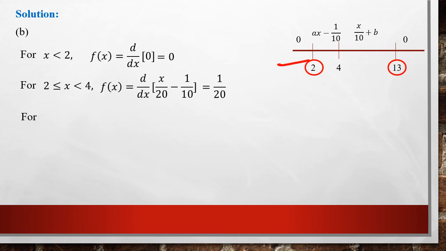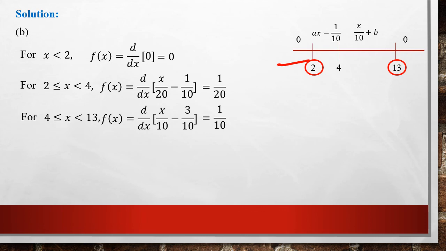And then the next interval, differentiate x over 10 plus b. So the next interval is 4 to 13, right? So F(x) is equal to x over 10 plus minus 3 over 10. So differentiate x over 10, we get 1 over 10. Differentiate negative 3 over 10 will be 0. So the answer is 1 over 10.